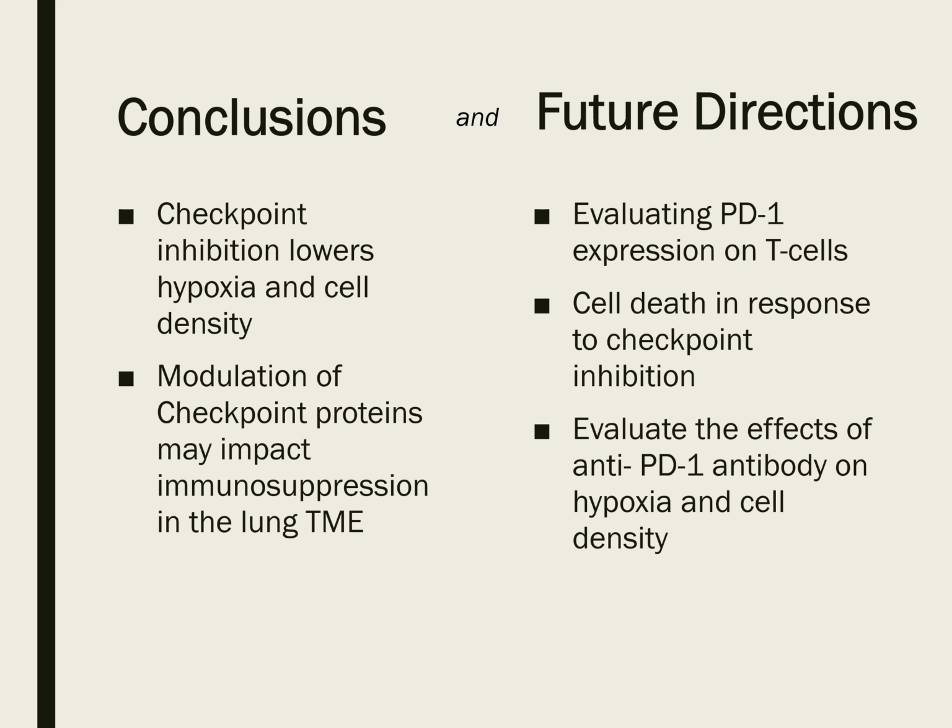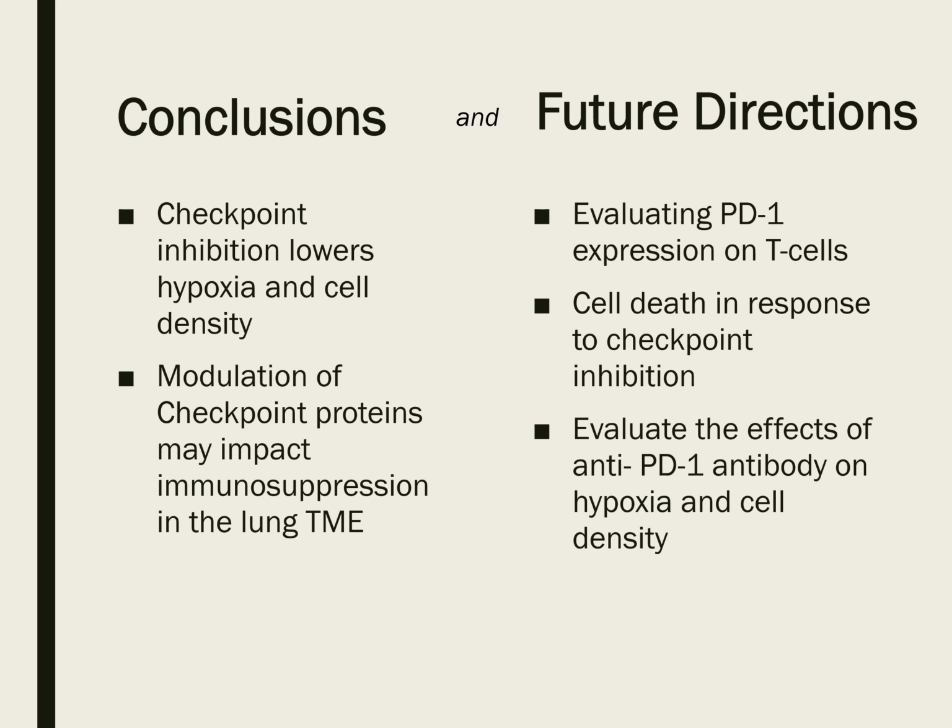So in conclusion, in our 3D lung tumor model, immune checkpoint inhibition by an anti-PD-L1 antibody lowers hypoxia of T cells, tumor cells, and fibroblasts significantly compared to our IgG controls. This treatment also shows a trend towards reducing cell density. Thus, modulation of immune checkpoint proteins may impact immunosuppression in the lung tumor microenvironment. Our 3D lung tumor models may be utilized to evaluate responses to immunotherapy strategies.